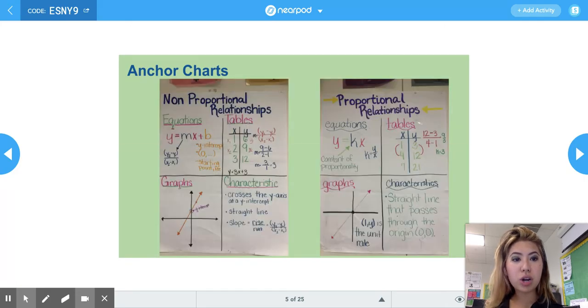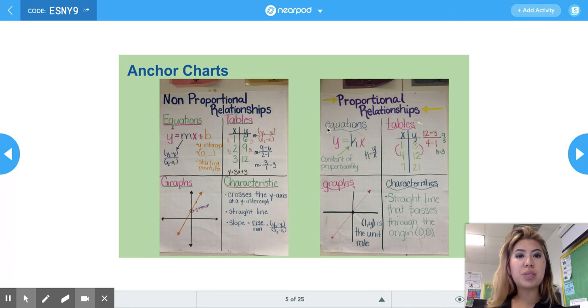So some anchor charts to help us with today's lesson. The first one is non-proportional relationships. The second one is proportional relationships. So the equation for non-proportional relationships is y is equal to mx plus b. The b represents the y-intercept. The y-intercept is 0 and whatever that number is, whether it's positive or negative. And the y-intercept in terms of a real-world situation or a word problem is going to be the starting point or the starting fee.